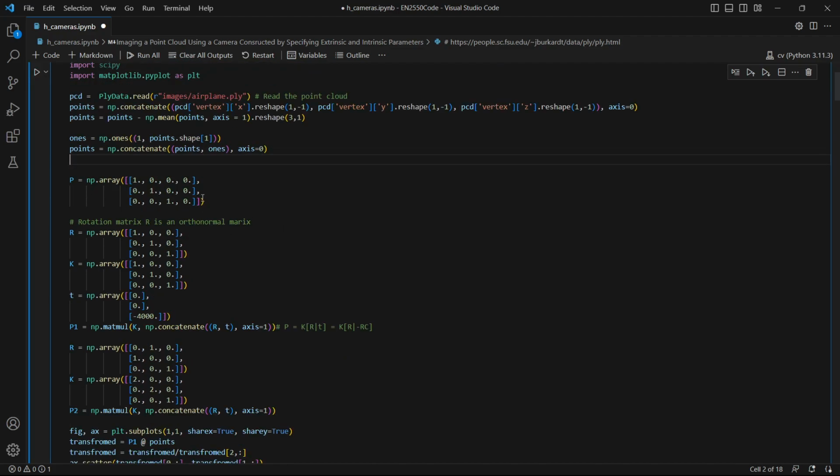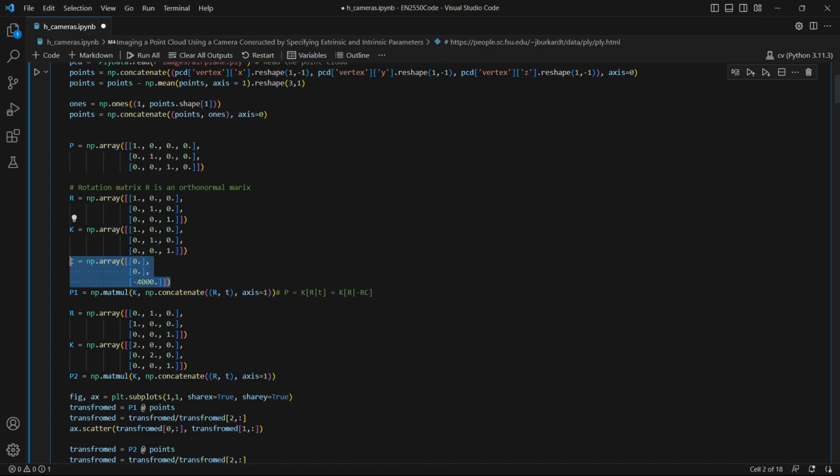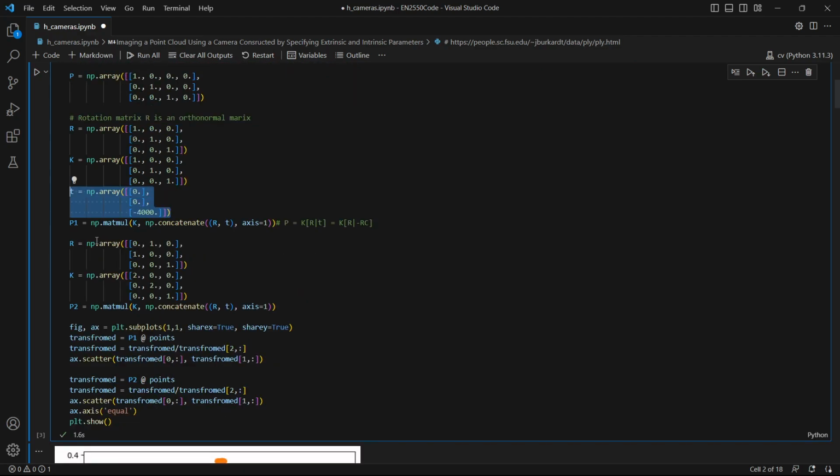You can see here I have created a rotation matrix. Because it is an identity matrix, there is no rotation. And then K, I decided to use 1, 1, 1. Actually, I should have put values so that I obtain numbers in pixels, but I decided not to do that. And then T, the translation, I took as minus 4000. Then I created the first camera matrix as P1, K times RT. So that's the formula we had.